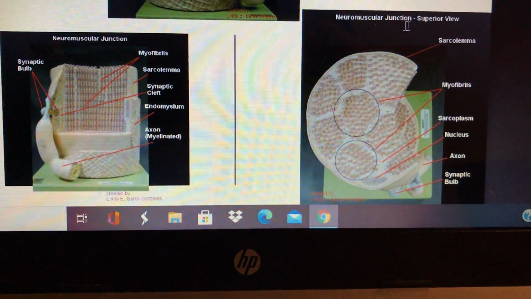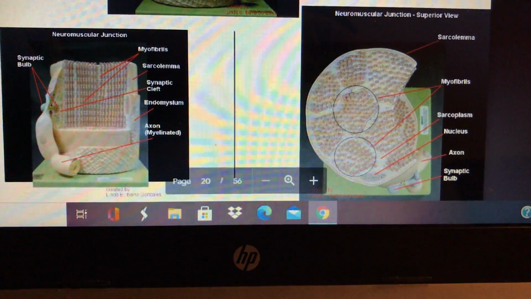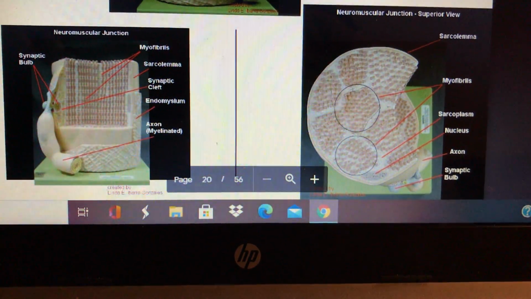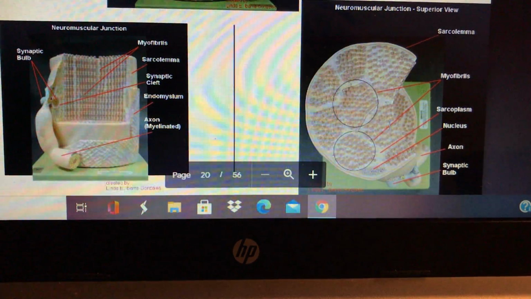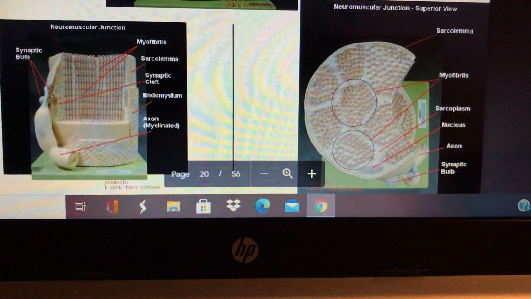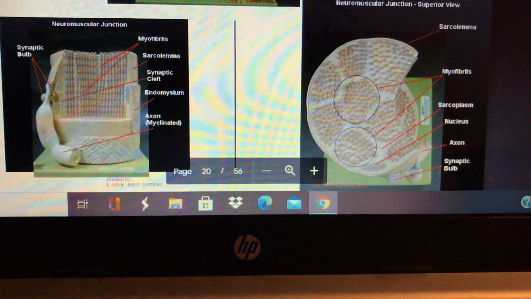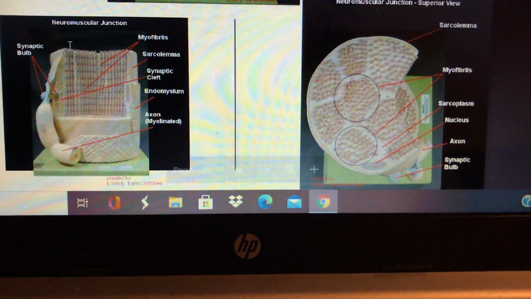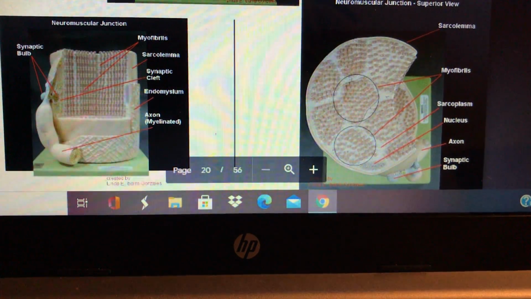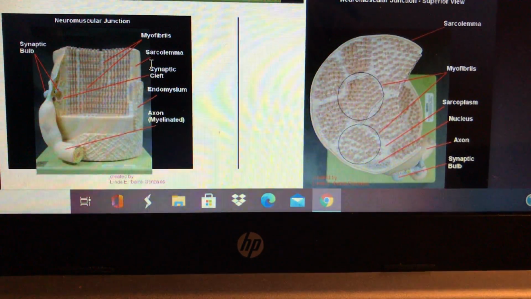So this is the superior view of the neuromuscular junction. You can see the sarcolemma, the myofibrils, which is in this circle. These sections are myofibrils. Okay, this is the sarcolemma, the sarcoplasm, the nucleus, the axon, synaptic bulb, myofibrils. It's the interior view: the axon, myelinated, endomysium, synaptic cleft, sarcolemma.